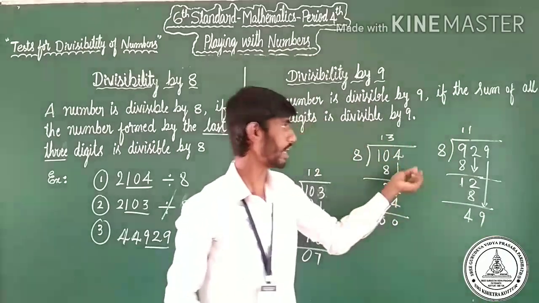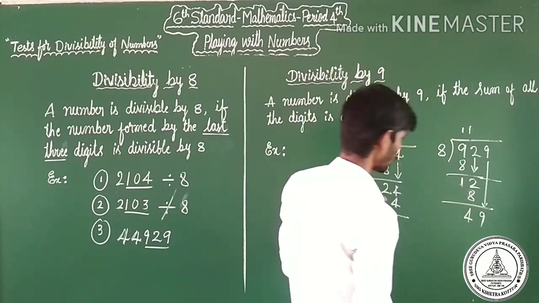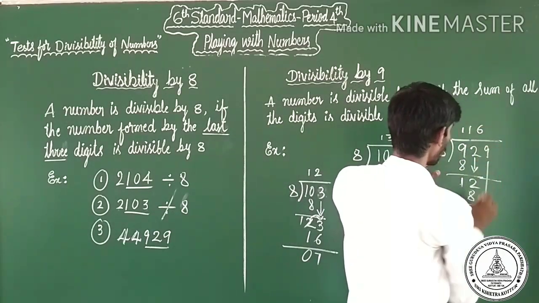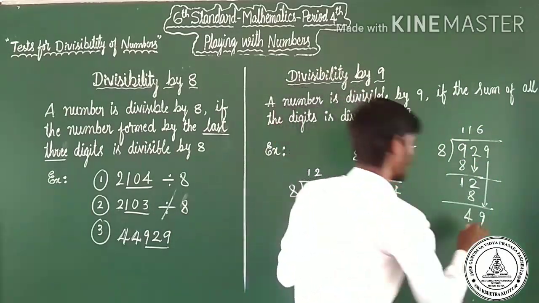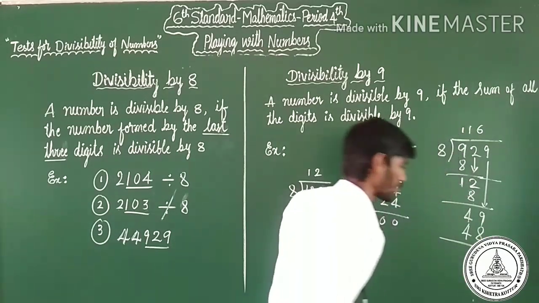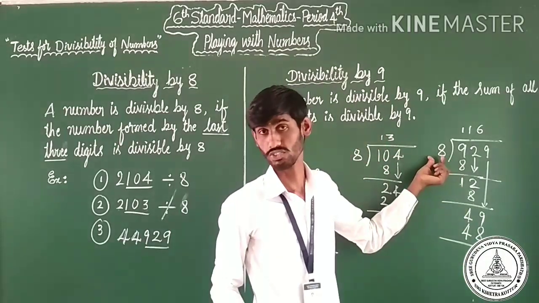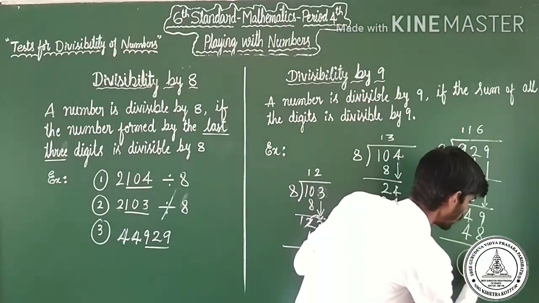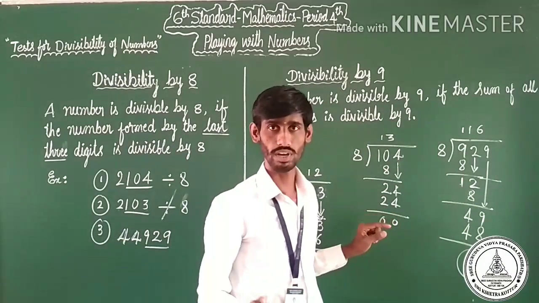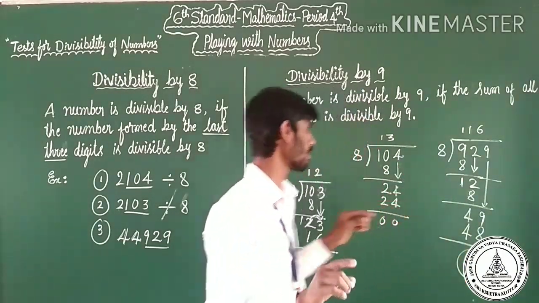So 49. 8, how many times in 49? Choto, 8 6 ja 48. 8 7 ja is too big. So 8 6 ja 48. So 49 minus 48 is equal to 1. Does it divide by 8? It's not possible. So the remainder is 1, not 0. So you decide yourself.